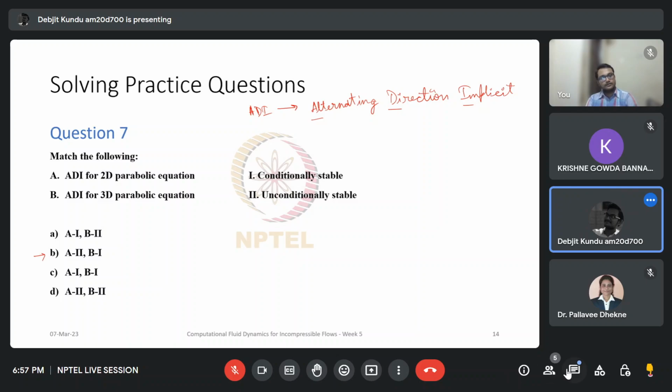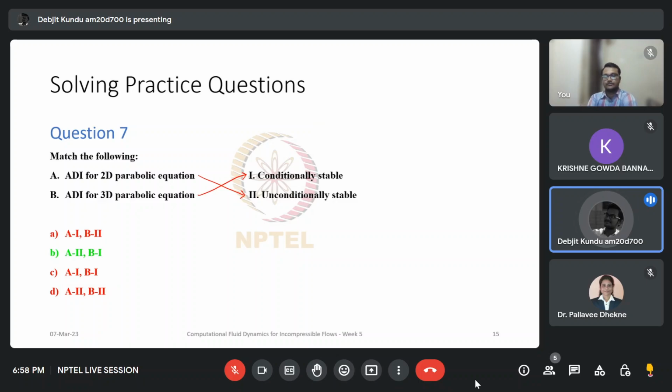So what will it be? We have one response in favor of option B, A2, B1. Okay, so let's have a look at the correct answer, and it is indeed option B. So ADI for 2D parabolic equation is unconditionally stable. It is always stable. But ADI for 3D parabolic equation becomes conditionally stable. So there are some criteria which have to be satisfied in order for ADI for 3D parabolic equation to be stable. So those conditions or criteria are there.